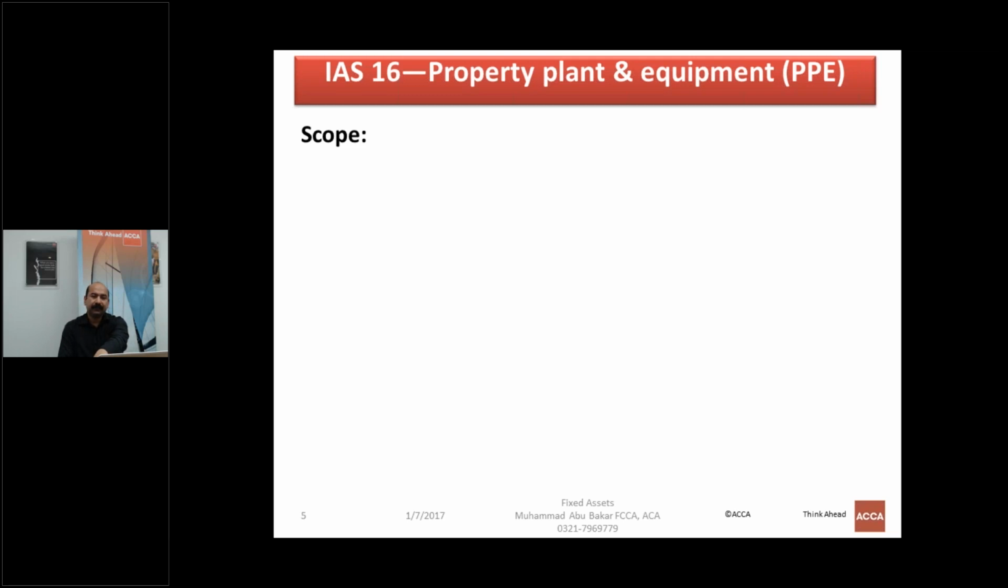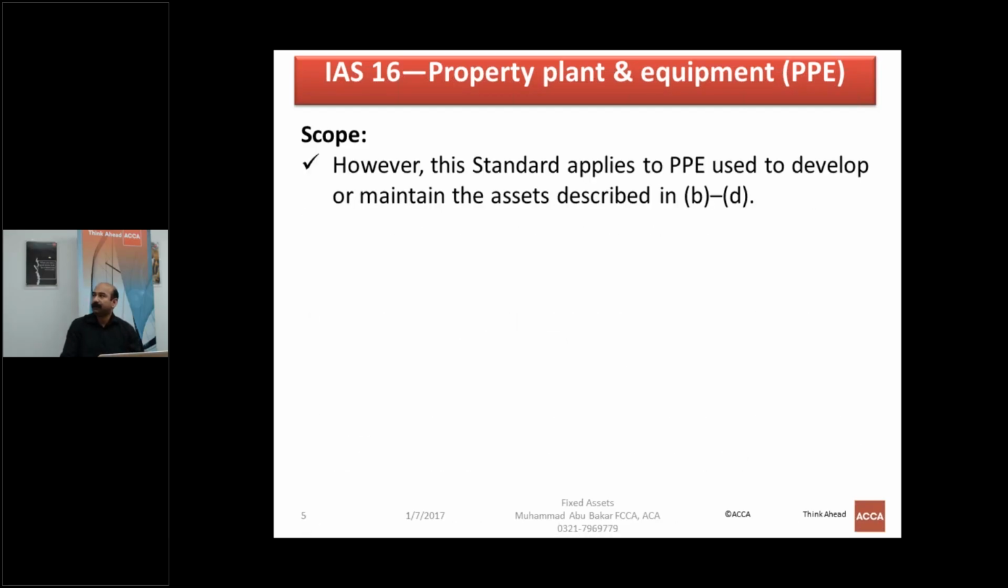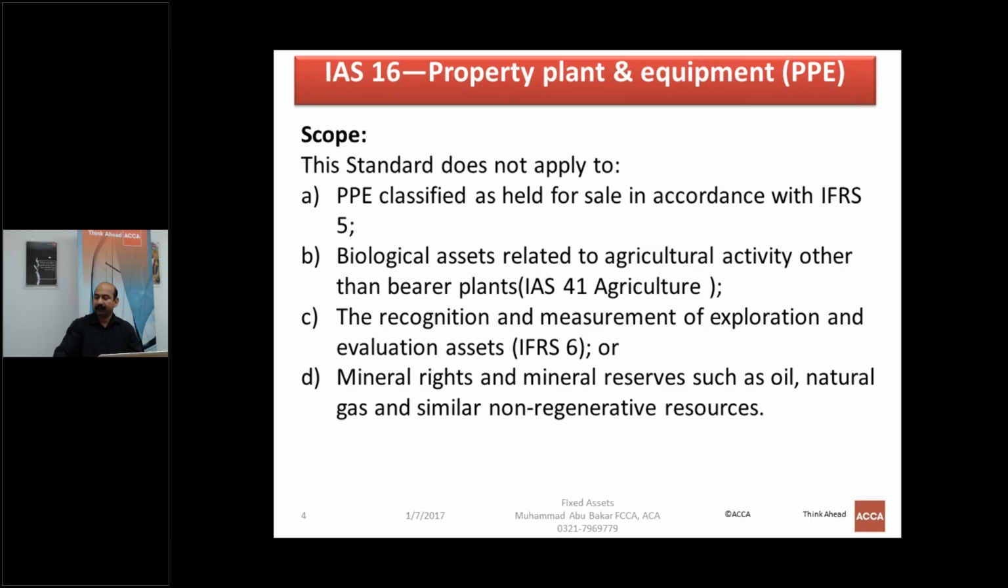Further, this standard, however, applies to property, plant, and equipment used to develop or maintain the assets described in B to D. What was B to D? This was B to D. B, C, and D.